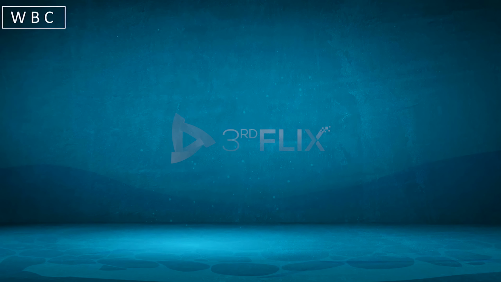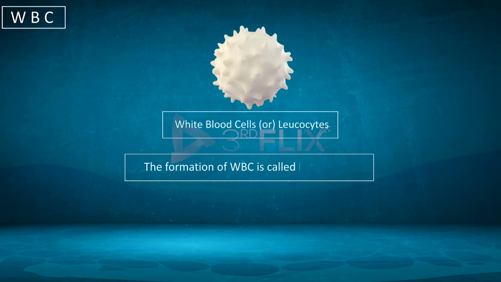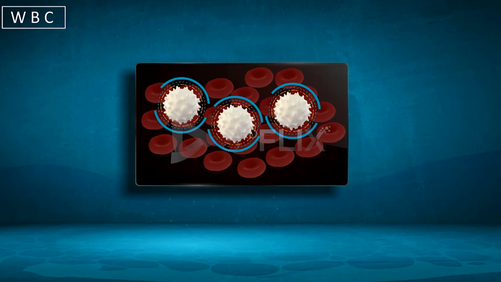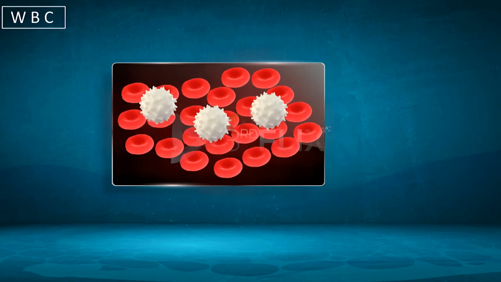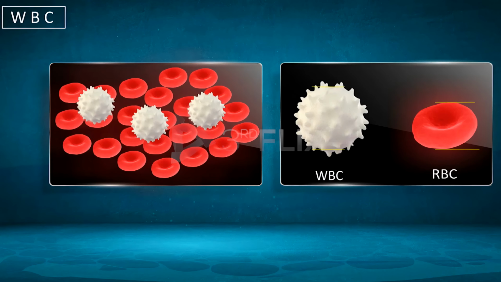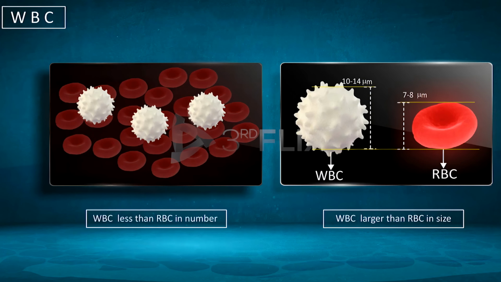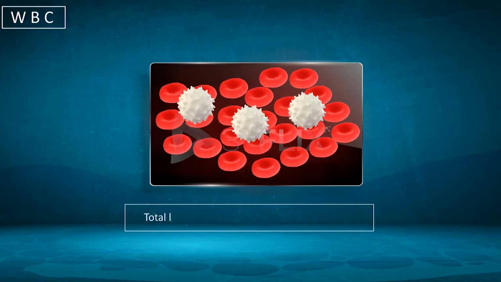WBC. White blood cells are also known as leukocytes. The formation of WBC is called leukopoiesis. Due to the absence of hemoglobin, WBCs are colorless. They are nucleated. WBCs are larger than RBCs in size, but are fewer in number. The total leukocytes are around 6,000 to 10,000 per 1 milliliter of blood.